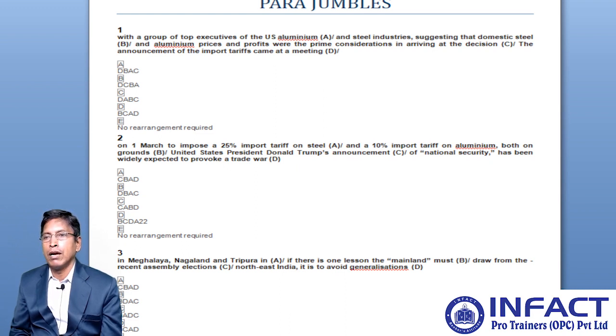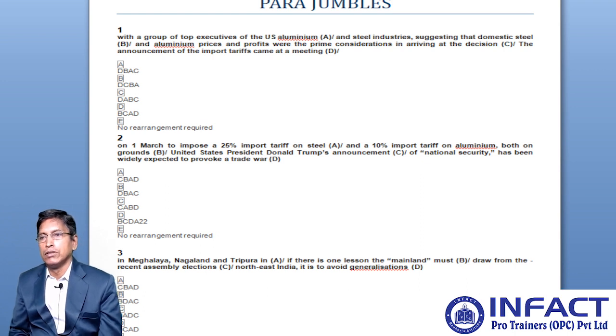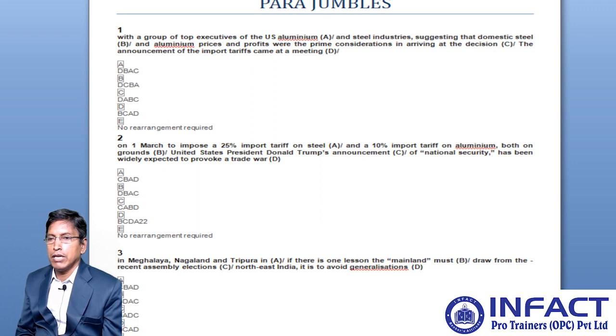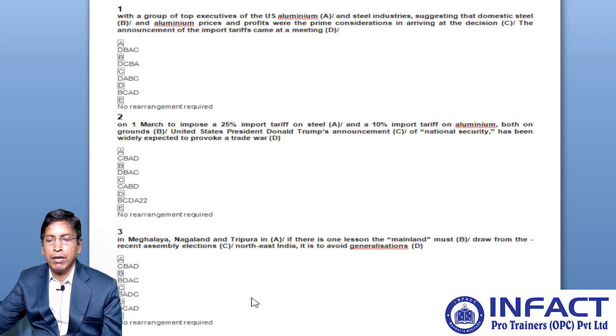That means United States President Donald Trump's announcement on 1st March to impose a 25% import tariff on steel and a 10% import tariff on aluminum, both on grounds, has been widely expected to provoke a trade war. So the sequence should be CABD. Now let us move to the next question, that is question number 3.